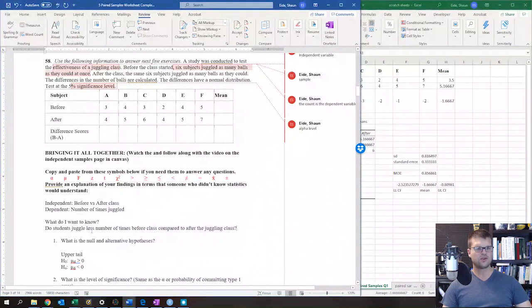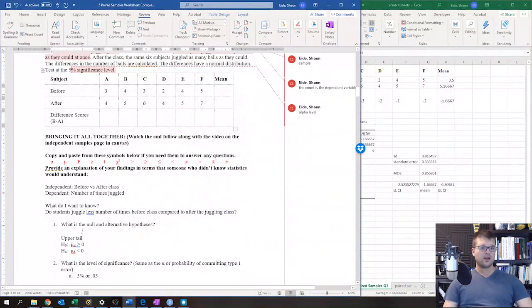So notice how I wrote that there. I said, do students juggle less number of times before class compared to the after? And the reason why I wrote it like that is because we're actually looking more at before than we are at after. When we write the difference score, it's going to be before compared to after. And so it's going to be written like that. So coming down here, what is the null and alternative hypothesis? If I am comparing before to after, do I think that before is going to be less than after or more than after? And the answer is less than after.